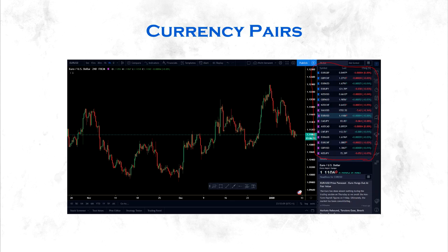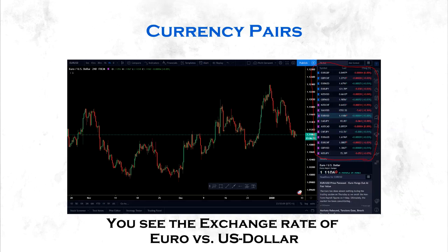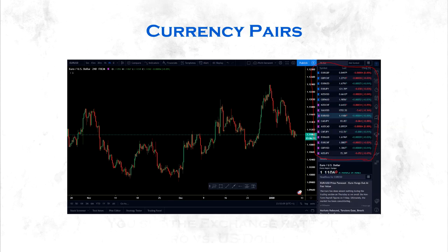We have a couple of different currency pairs, as you can see on the right side of the screen. Each currency pair got its own chart for what price is doing. The chart that you see shows us the exchange rate of the euro versus the US dollar. And how it works is, for instance, 1 euro equals 1.11060 US dollars at the time where I took this screenshot. And that's how the exchange rate works.